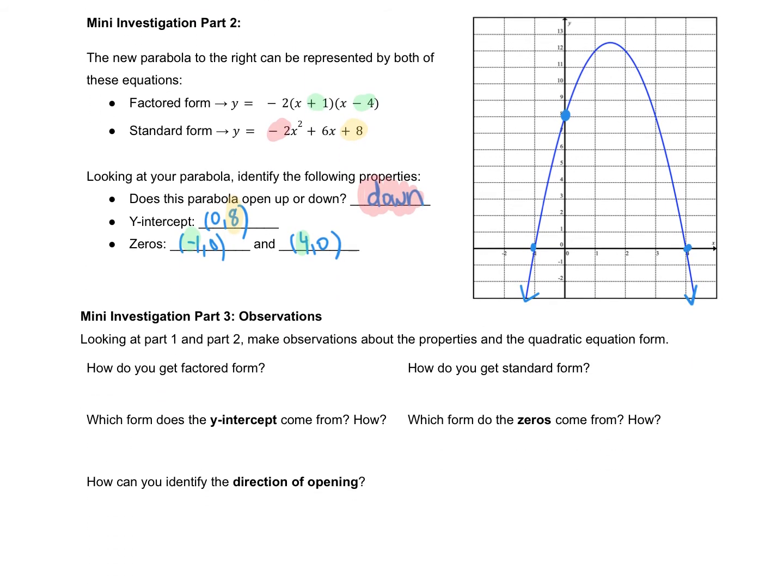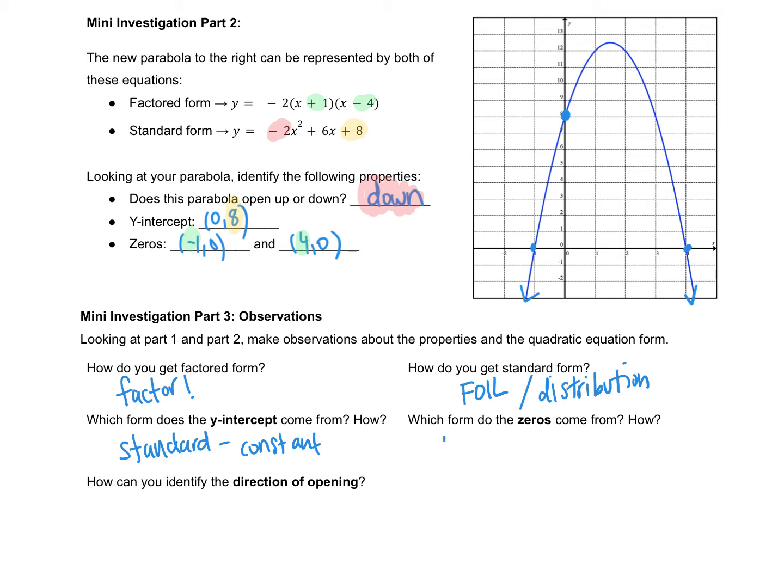Now, let's summarize that. Looking at part 1 and 2, make some observations. So how do you get factored form? You factor, so it could be a greatest common factor, it could be a simple trinomial, or a difference of squares. How do you get your standard form? FOIL, or just distribution. Which form does the y-intercept come from and how? So it came from that standard form, and it was the constant at the end.